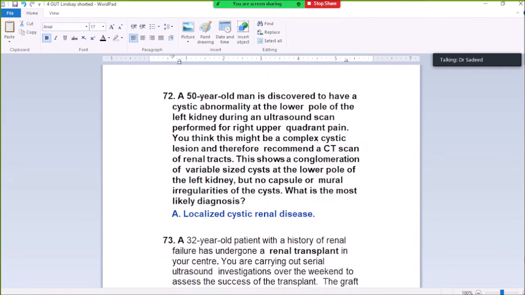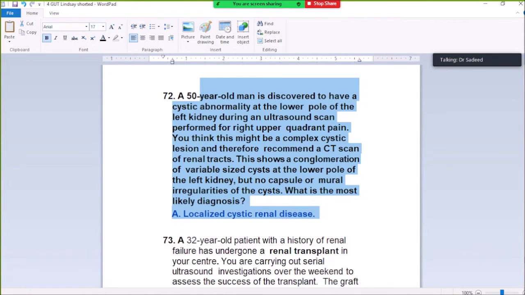So last answer. A 50-year-old man is discovered to have a cystic abnormality of the lower pole of the left kidney during an ultrasound scan performed for right upper quadrant pain. We think this might be a complex cystic lesion and therefore require a CT scan of the urinary tract. This shows a conglomeration of variable sized cysts at the lower pole of the left kidney, but no capsule or mural irregularity of the cysts. Most likely diagnosis: localized cystic renal disease.